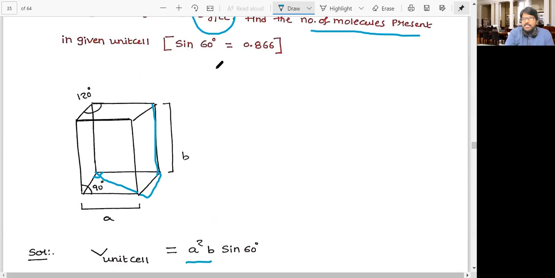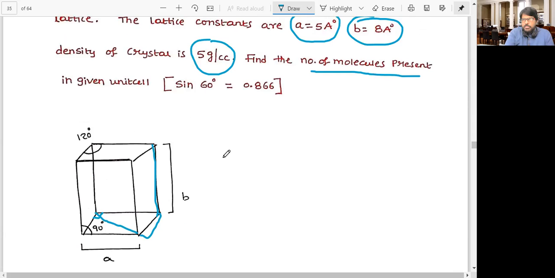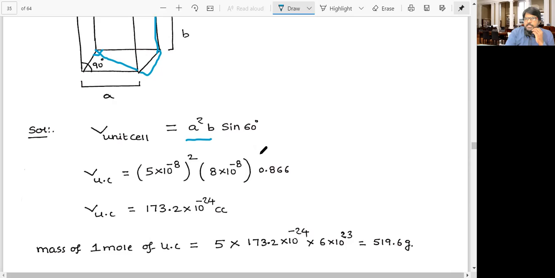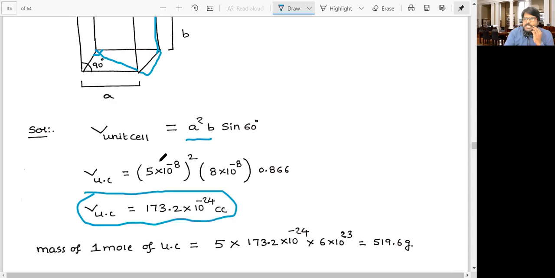So A is given that is 5 angstroms, B is height of the unit cell, but I'm taking centimeters. So (5 into 10 power minus 8) whole power 2. B value is given, sine 60 is also given, and the volume of unit cell I got as 173.2 into 10 power minus 24 cubic centimeter. There are many ways to solve, but simply we can solve like this. Density is given in the question.